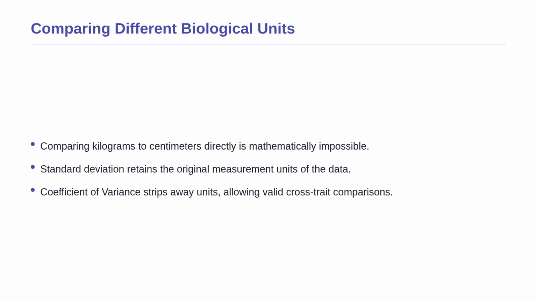This ability to compare relative spreads leads us to another incredible use case, comparing entirely different biological units. Suppose a zoologist is studying adult male lions and wants to compare body weight in kilograms to tail length in centimeters. This is the classic apples and oranges problem. You cannot compare kilograms to centimeters using standard deviation alone, because standard deviation keeps the original units. To make a valid comparison, we must strip away the units entirely by calculating the dimensionless coefficient of variance for both physical traits.